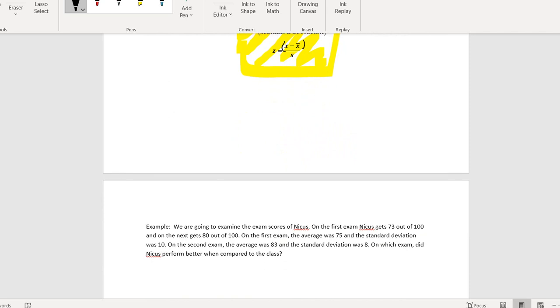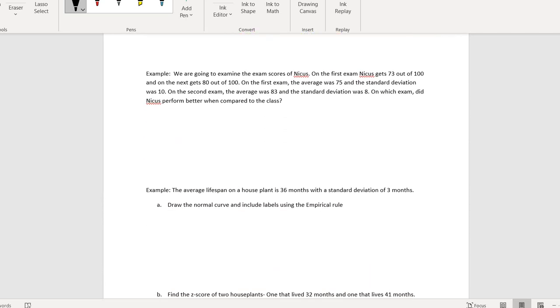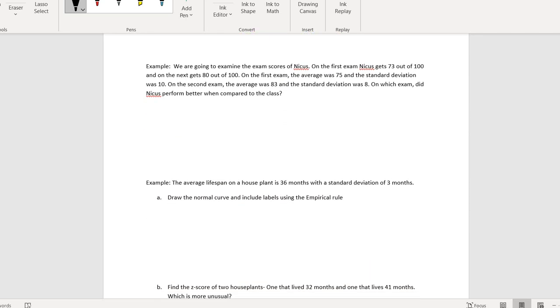So let's look at an example of where using the standard deviation is very helpful for us. So let's say that we want to look at the exam scores of our friend Nikis. And on the first exam, they get a 73 out of 100, and on the next exam, they get 80 out of 100. So our initial instinct is that they did better on the second exam.